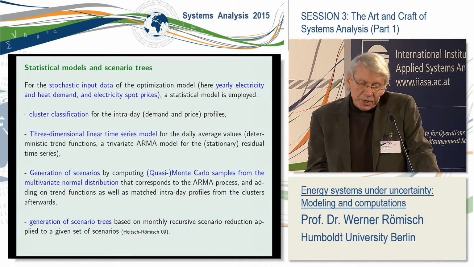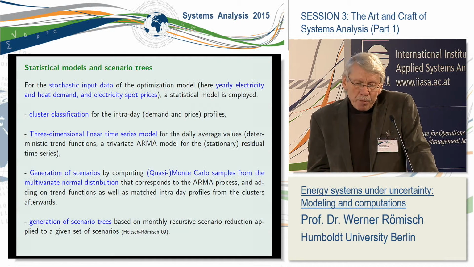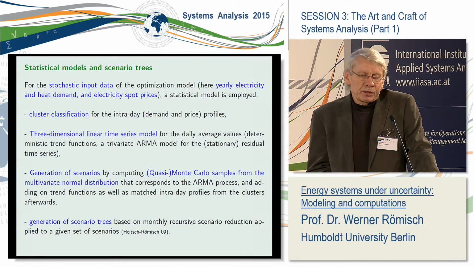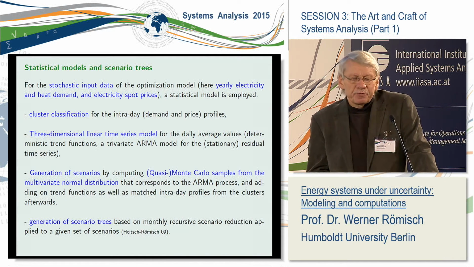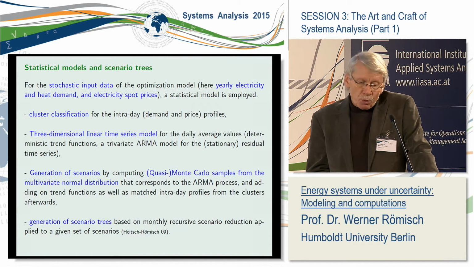So when we think about generating scenarios, we of course started with the time series models, this trivariate ARMA model, and we generated first scenarios from this model. We use Monte Carlo, or nowadays quasi-Monte Carlo samples from the multivariate normal distribution. Daily means that we have a 365-dimensional multivariate normal distribution. So it is not a small problem.